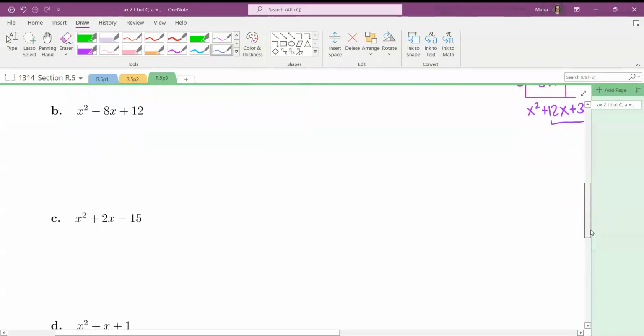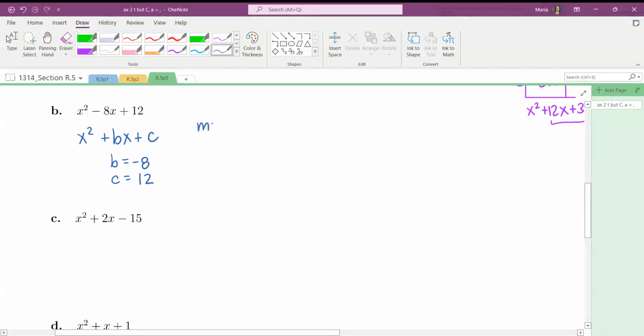All right, so our next polynomial that we're going to try to factor is x squared minus 8x plus 12. Okay, again, we're dealing with something of the form x squared plus bx plus c. Very important here: the number in front of x squared is 1, so we can apply this particular method. The b value here is -8, and the c value is +12.